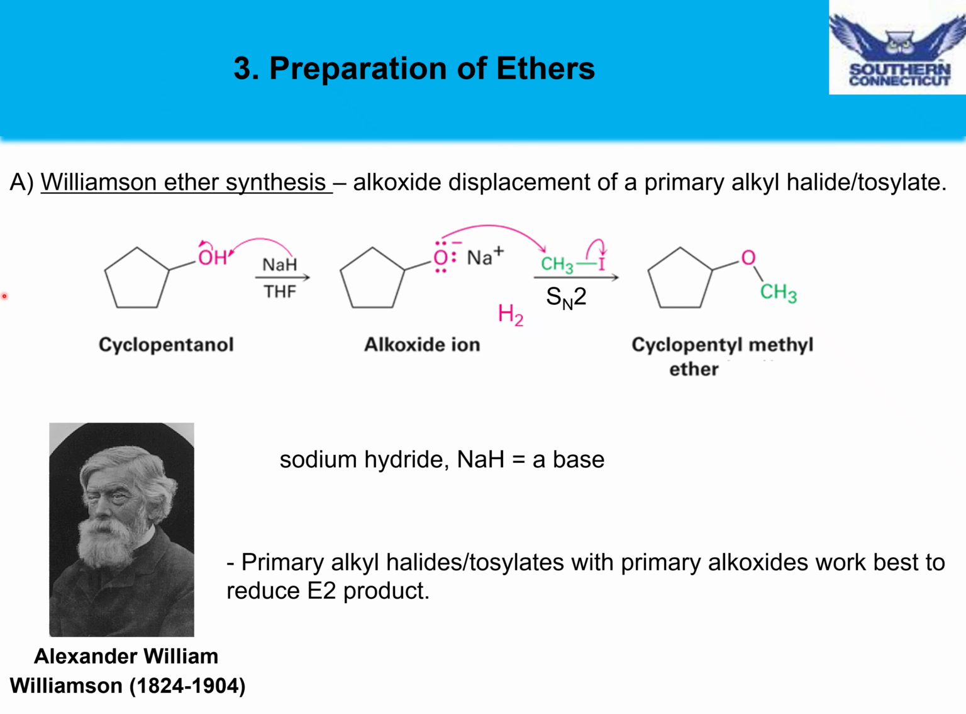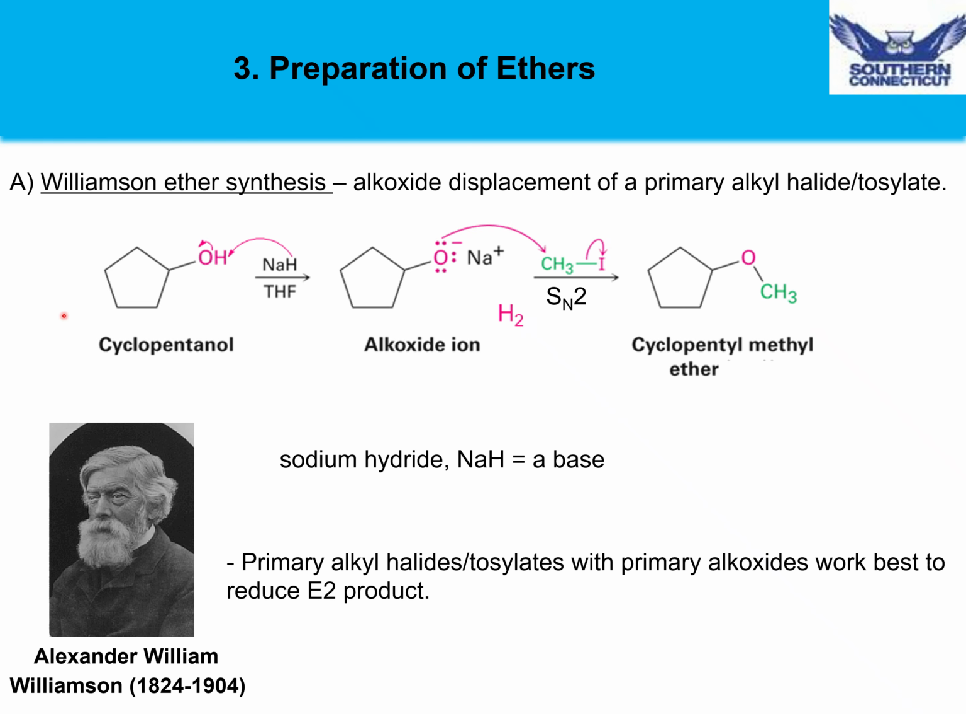The most common way to make ethers is through the Williamson ether synthesis. This is a reaction where we turn an alcohol into an alkoxide by adding base, and then we do a substitution reaction on an alkyl halide.